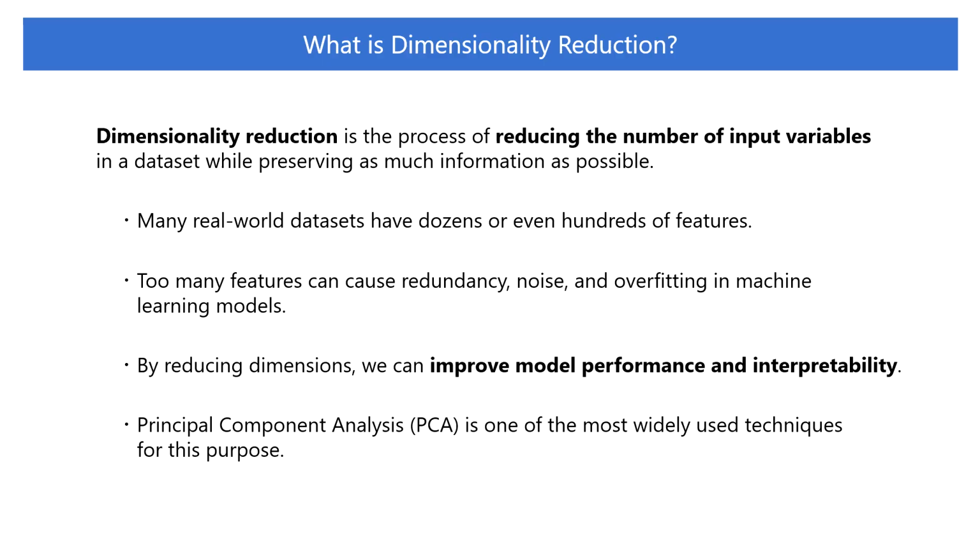Dimensionality reduction is the process of reducing the number of input variables in a dataset while preserving as much information as possible. Many real-world datasets have dozens or even hundreds of features. Too many features can cause redundancy, noise, and overfitting in machine learning models. By reducing dimensions, we can improve model performance and interpretability. Principal component analysis is one of the most widely used techniques for this purpose.